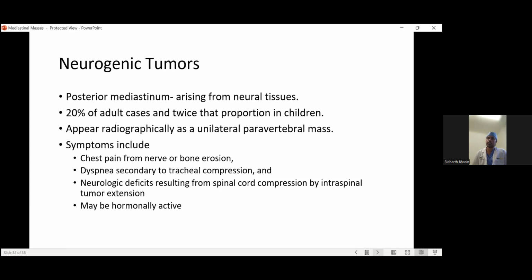Most of the symptoms are chest pain. They're either from nerve or bone erosions. They can have dyspnea, which is secondary to tracheal compressions most of the times. And then neurological deficits resulting from spinal cord compression by the intraspinal tumor extension is seen. May be hormonally active, and you can sometimes see that as one of the symptoms as well.